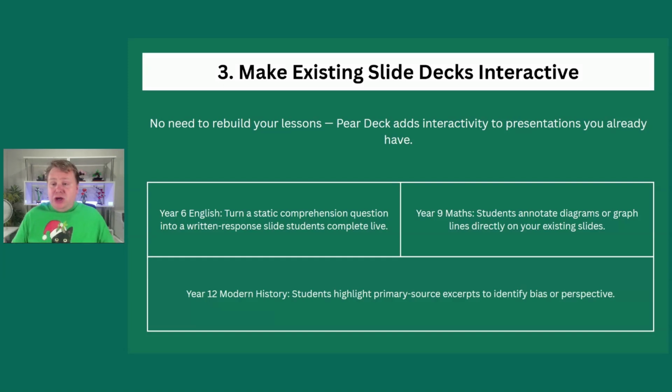So maybe you could turn a static comprehension question into a written response that students complete live. Maybe we actually take something that is just static and have some of those comprehension questions, and we can actually see the students' responses. We can share those students' responses on the screen in front of the class so that everybody can have a look. We're not pinpointing anybody. We're not making anybody stress that they're going to be selected to share their particular answer, because we've got them all written there and we can share those as a class.